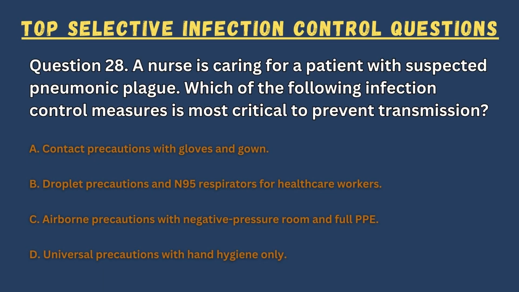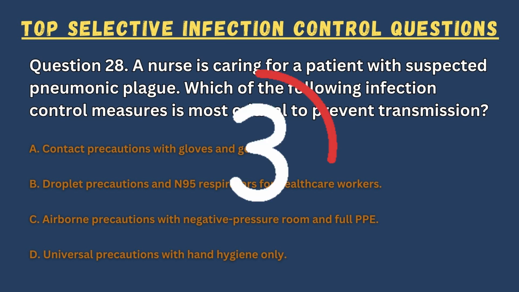Question 28. A nurse is caring for a patient with suspected pneumonic plague. Which of the following infection control measures is most critical to prevent transmission? A. Contact precautions with gloves and gown. B. Droplet precautions and N95 respirators for healthcare workers. C. Airborne precautions with negative pressure room and full PPE. D. Universal precautions with hand hygiene only.